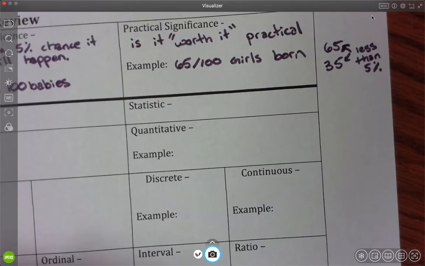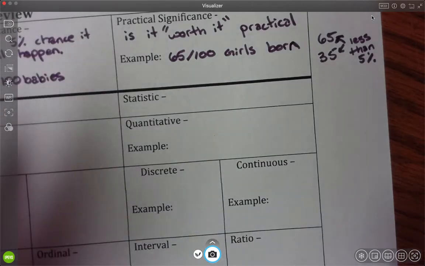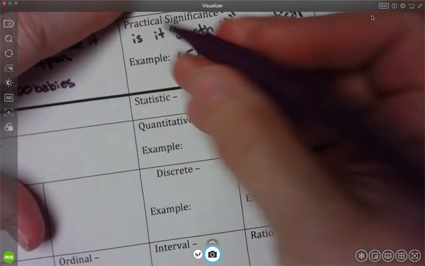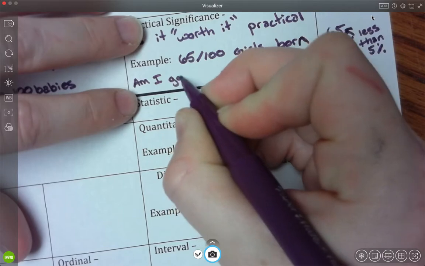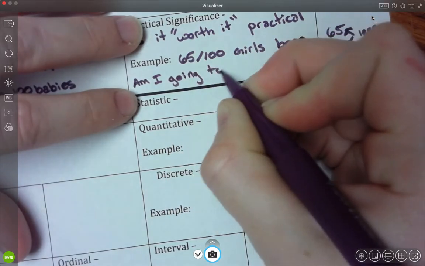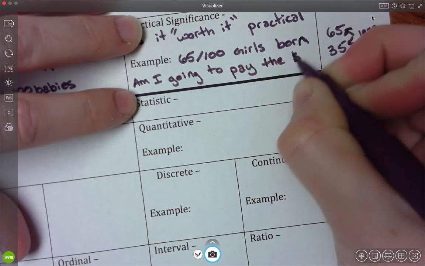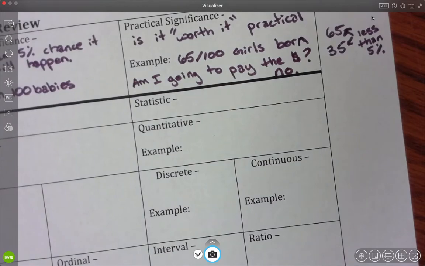Not that I'm saying I want a boy at this point, but I'm just saying, if they would give us that scenario, less than 5% chance, yeah, that has a less than 5% chance of happening, but practically, am I going to spend the money on it? Probably not. Am I going to pay the money for this? No. Practically, it's not worth it to me. Okay.